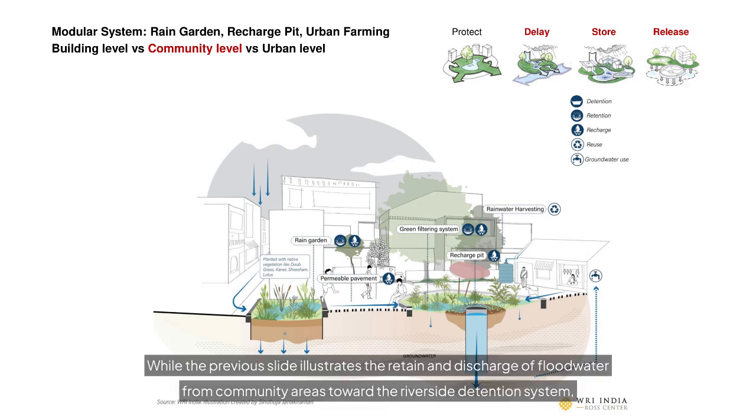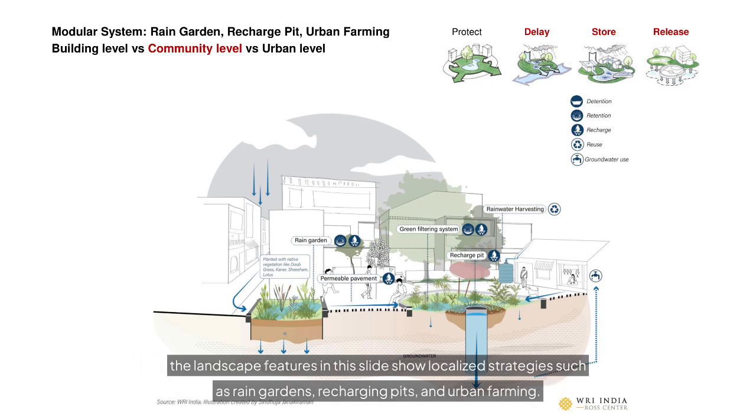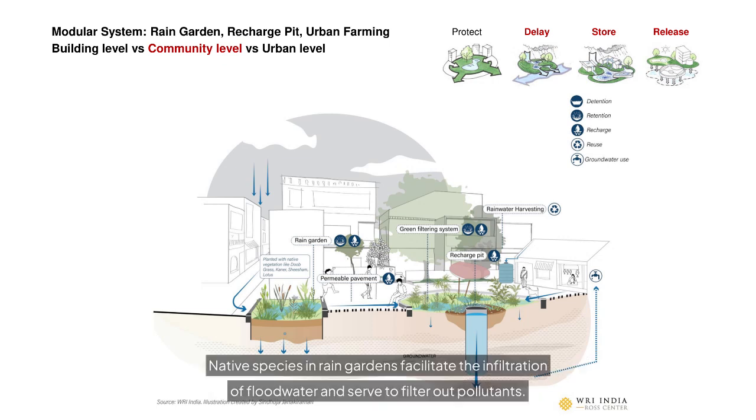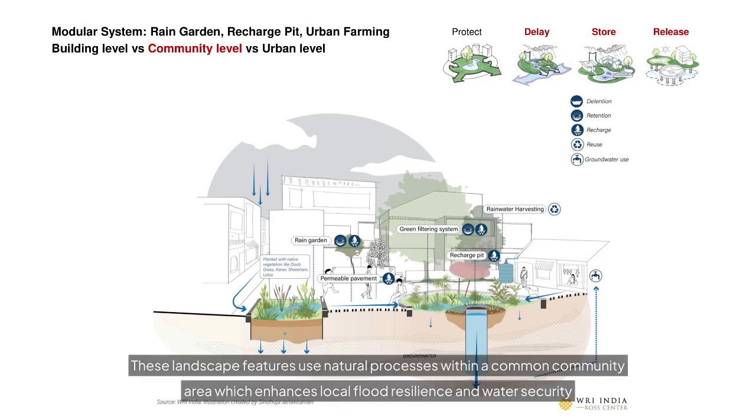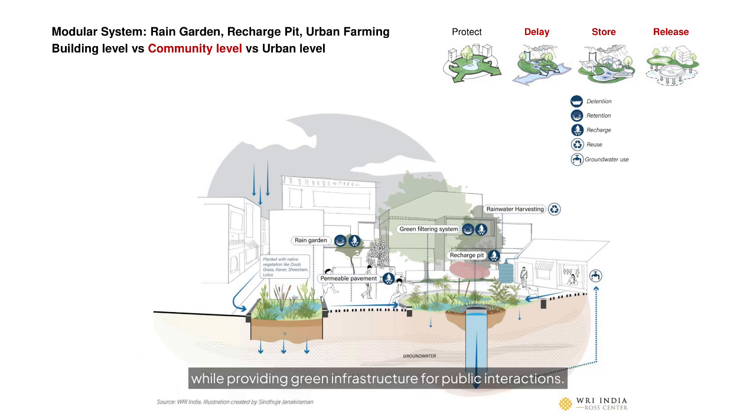While the previous slide illustrates the retain and discharge of floodwater from community areas toward the riverside detention system, the landscape features in this slide show localized strategies such as rain gardens, recharging pits, and urban farming. Native species in rain gardens facilitate the infiltration of floodwater and serve to filter out pollutants. Additionally, the recharge pits capture excess floodwater and slowly discharge it to groundwater. These landscape features use natural processes within a common community area, which enhances local flood resilience and water security while providing green infrastructure for public interactions.